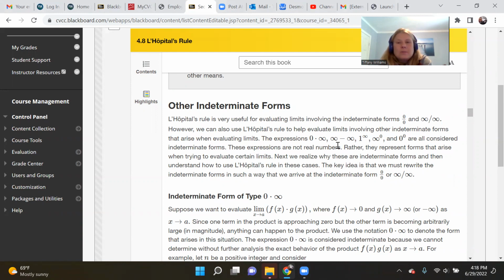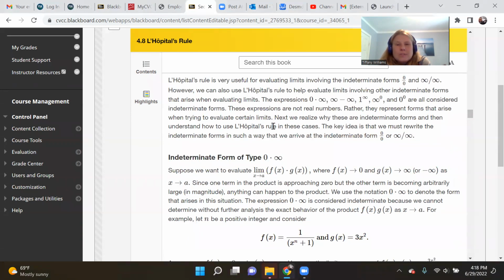These include 0 times infinity, infinity minus infinity, 1 to the infinity power, infinity to the 0, and 0 to the 0 power, which are all considered indeterminate forms. These expressions are not real numbers. Rather, they represent forms that arise when trying to evaluate certain limits. Next, we realize why these are indeterminate forms and then understand how to use L'Hopital's rule in these cases.